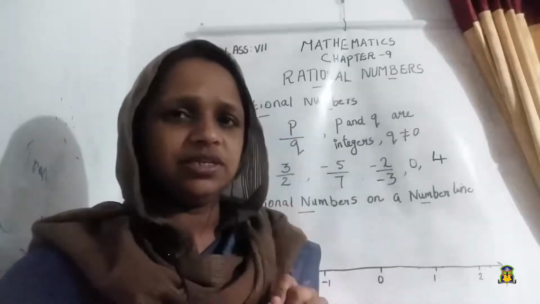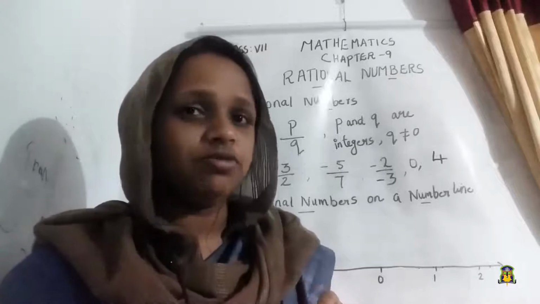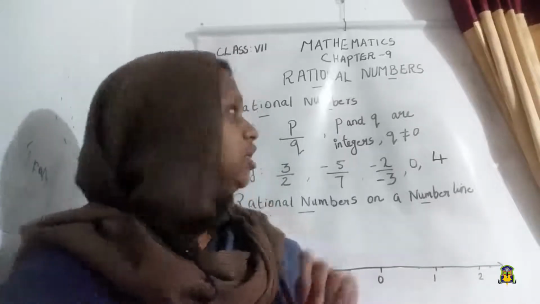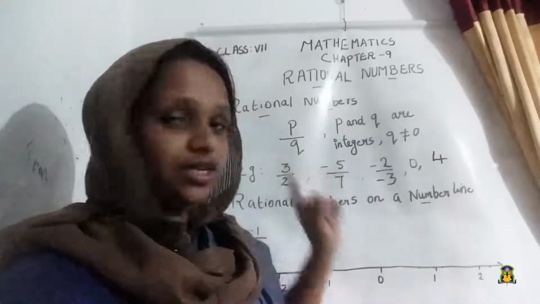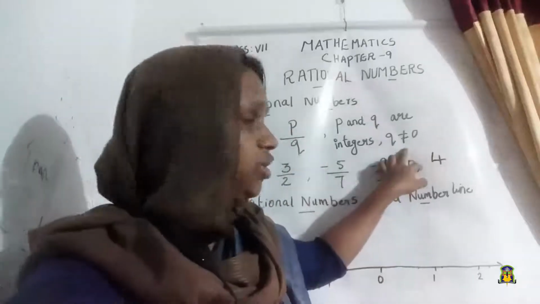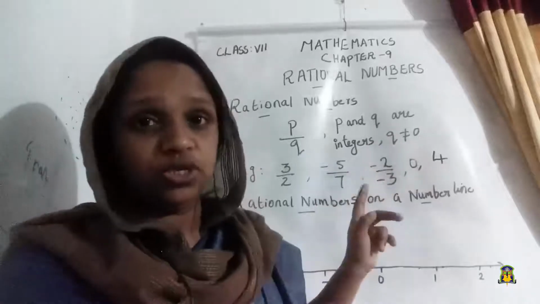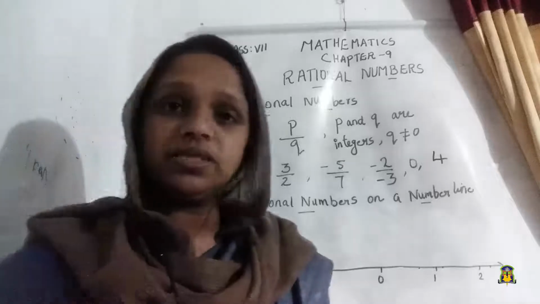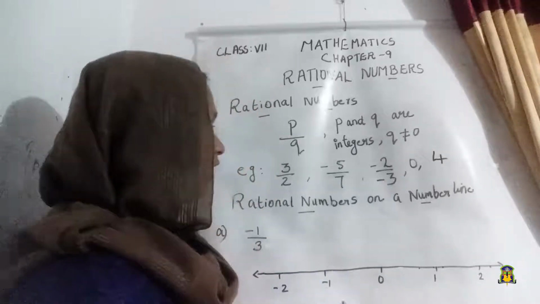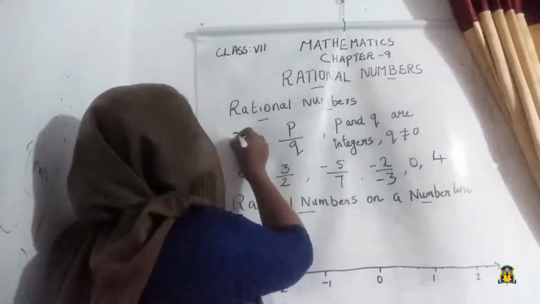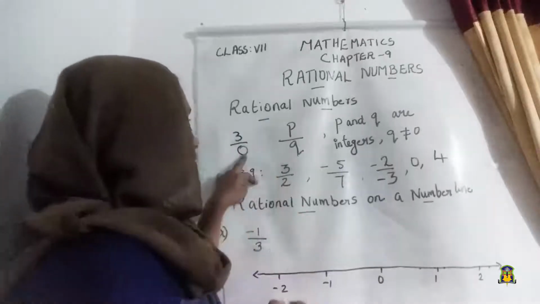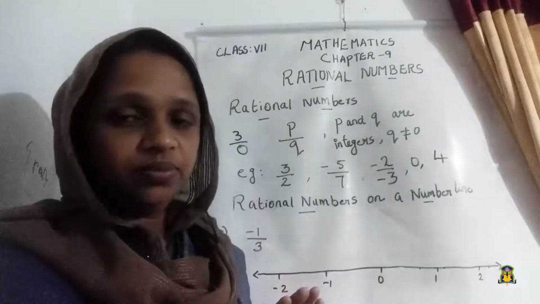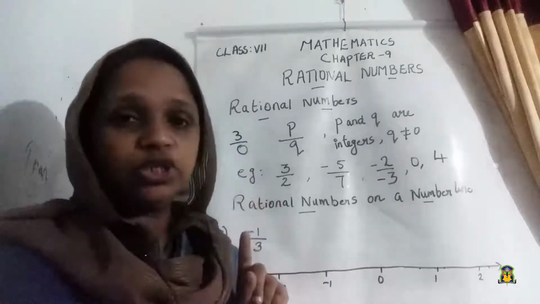What is meant by integers? Integers include positive numbers, 0 and negative numbers, isn't it? So P and Q are integers, and one more condition is there: Q not equal to 0. Suppose we write 3 by 0, then it is not defined. That means it is not a rational number.